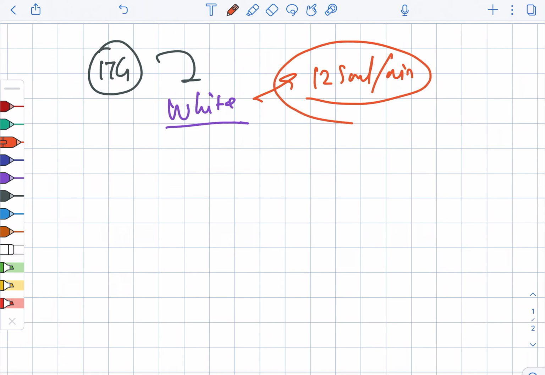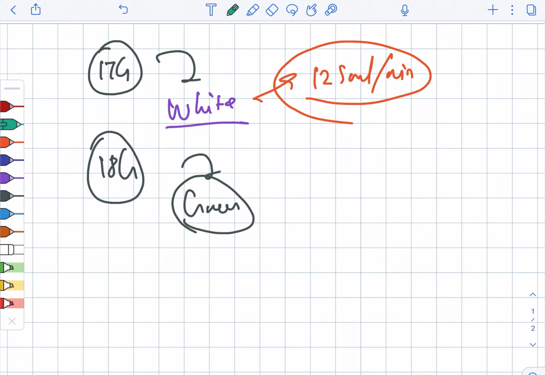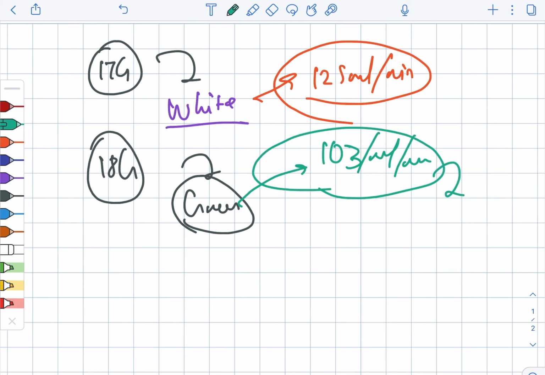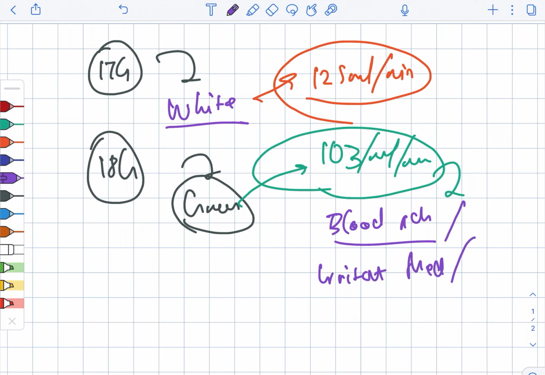Now the next one is 18G. In case of 18G, it is green. It is commonly used. It is green in color, and it transfers about 103 ml per minute. It is used for blood products, and it is used to deliver irritant medication. Irritant meds can be transferred, as well as in case of contrast studies, as well as in case of surgeries.